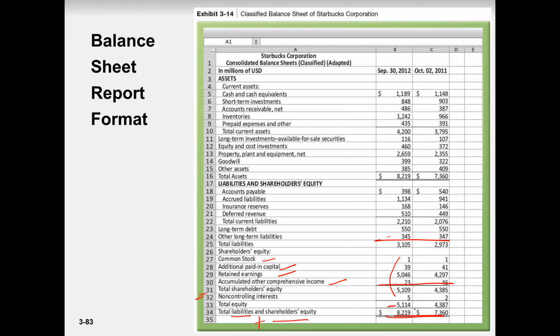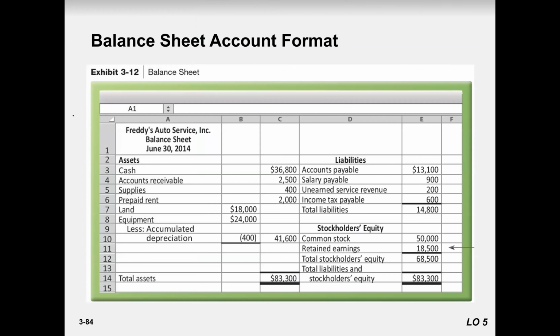So it is a double line here. So remember, total assets is equal to total liabilities plus owner's equity for 2011 and 2012 as well. All right. So this is called report format. What is the account format?